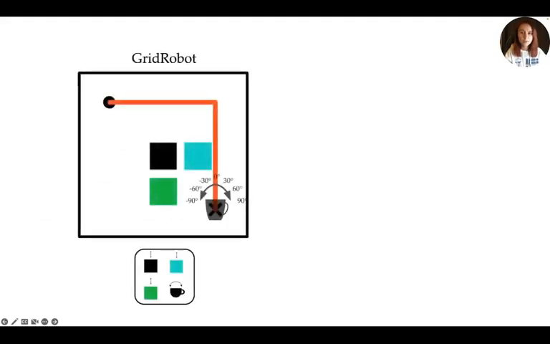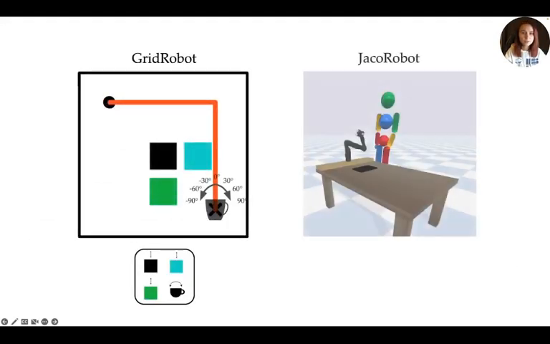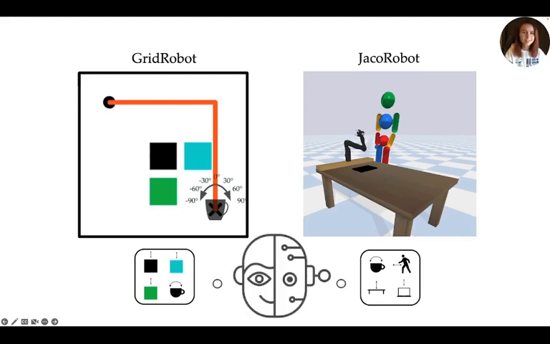We put SIRL to test in two simulated environments: Grid Robot, a grid world with 4 ground truth features, and Jaco Robot, a replication of our Jaco lab environment in a PyBullet simulator, also with 4 features. And in both environments, we had a simulated human answer queries based on these features.